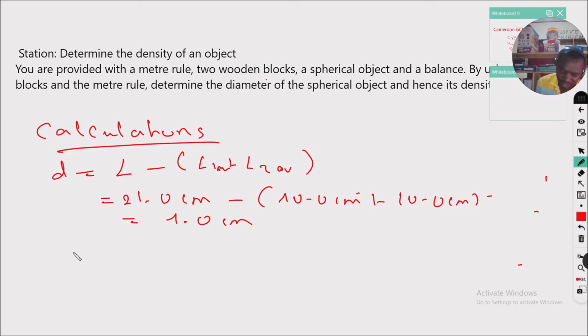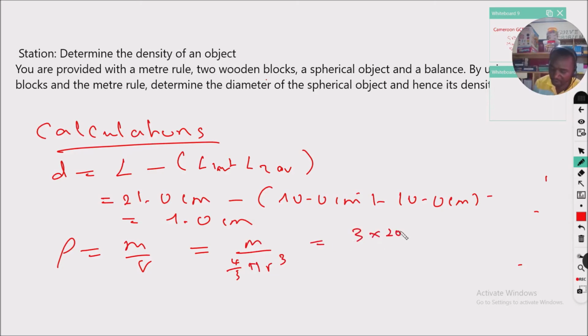You also need to calculate the density. The formula for density is mass over volume. You knew the mass, but you don't know the volume. The volume of a sphere is 4 over 3 pi r cubed. So you have 3 times 200 grams over 4 pi times the radius squared, where the diameter was 1.0, so the radius will be 1.0 over 2 centimeters.